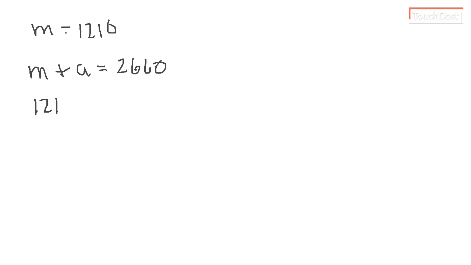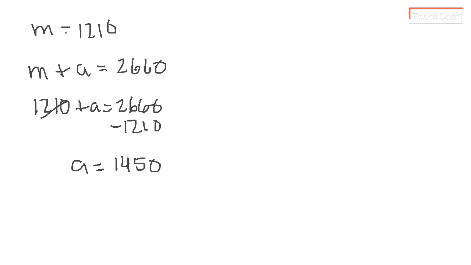So we know Misha got a 1210, and we have the equation Misha plus Ashley equals 2660. So we can go 1210 plus A equals 2660. If we subtract 1210 on both sides, we're going to find Ashley's score. So Ashley scored a 1450.